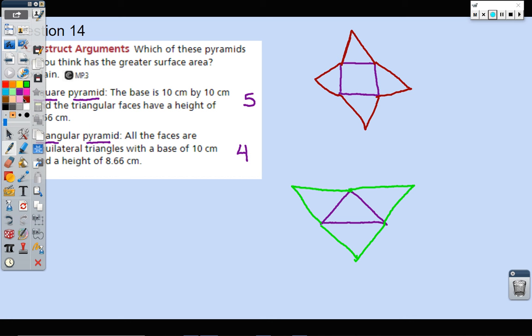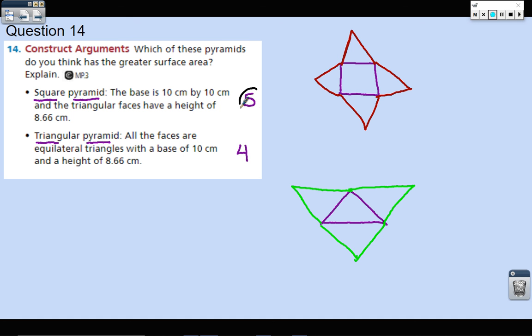But now it says here, let's take a look at the numbers of this. So the numbers I've only dealt with are the faces. The numbers of the problem, square base. So the base here is 10 by 10, and the height is 8.6. Now it says here, all the faces equal to a triangle with a base of 10. So that means it's an equilateral triangle. So these are all 10, and the height is 8.6.